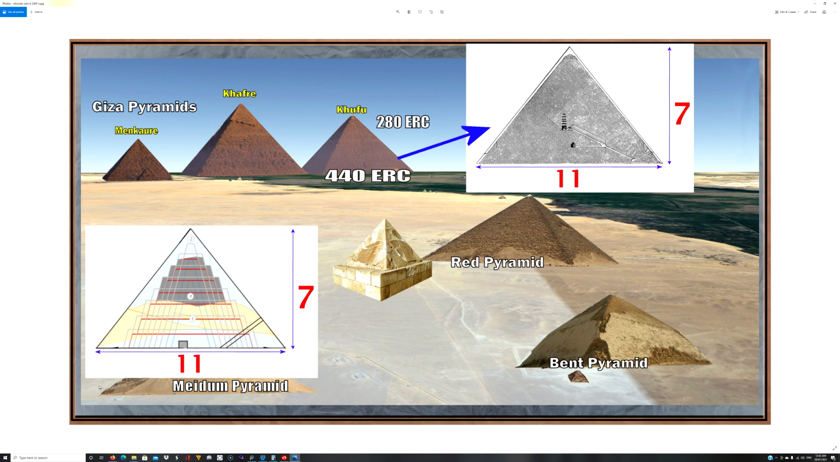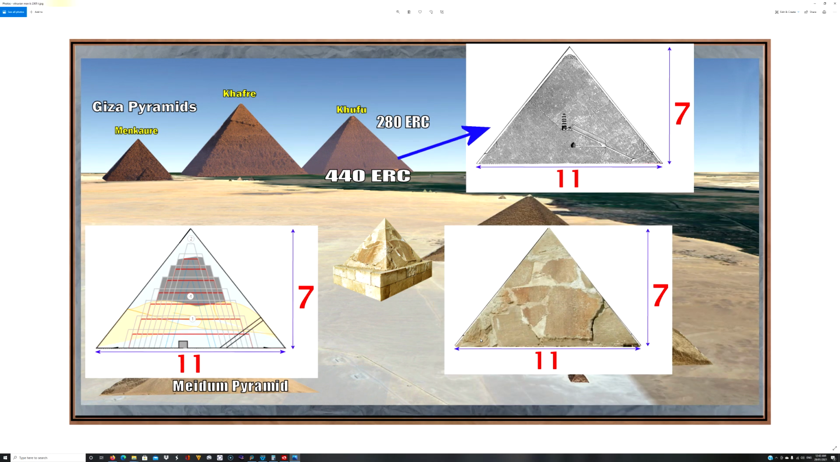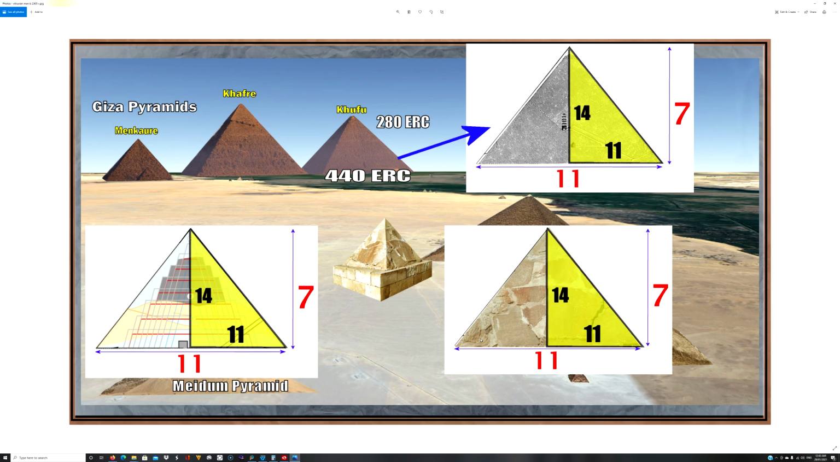Next to the Red Pyramid was found that pyramidion or capstone. There you can see what happened to it around 2010, but before that, when it was found and put back together, it was 1 meter high, and the base was 3 Egyptian Royal Cubits, or pi over 2 meters, which gives it a 7 high to 11 wide proportion. So that is the Great Pyramid, and as a right angle triangle, 14 to 11.